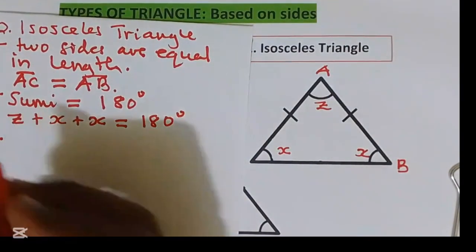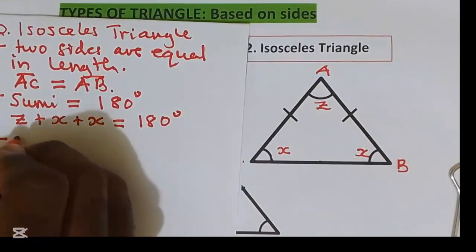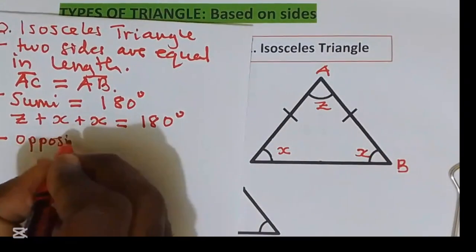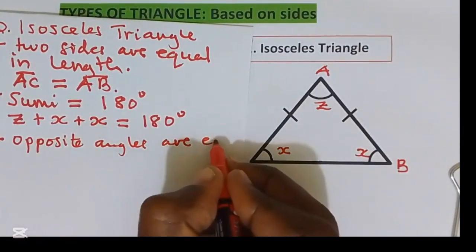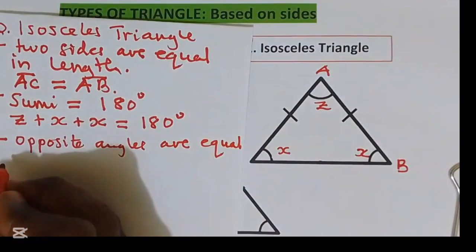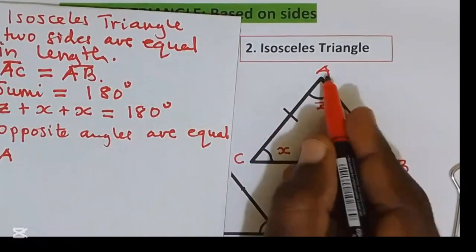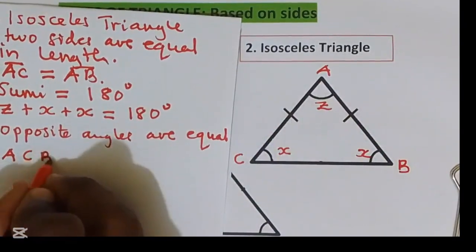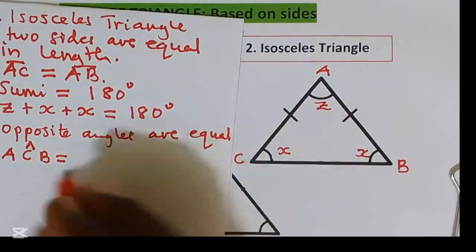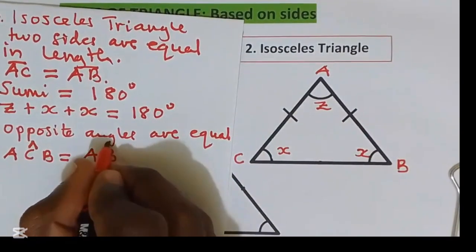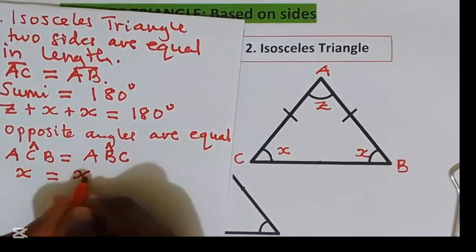Third, the opposite angles are equal. Opposite angles are equal. That means angle ACB is equal to angle ABC. That is, X is equal to X.